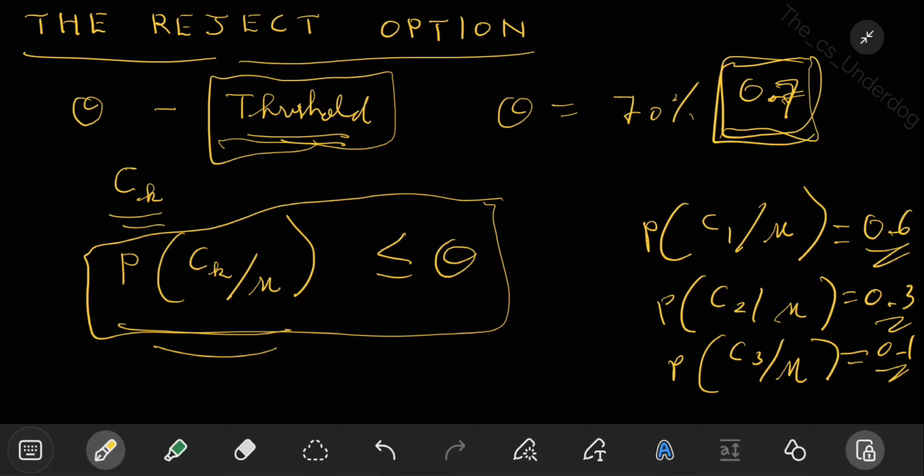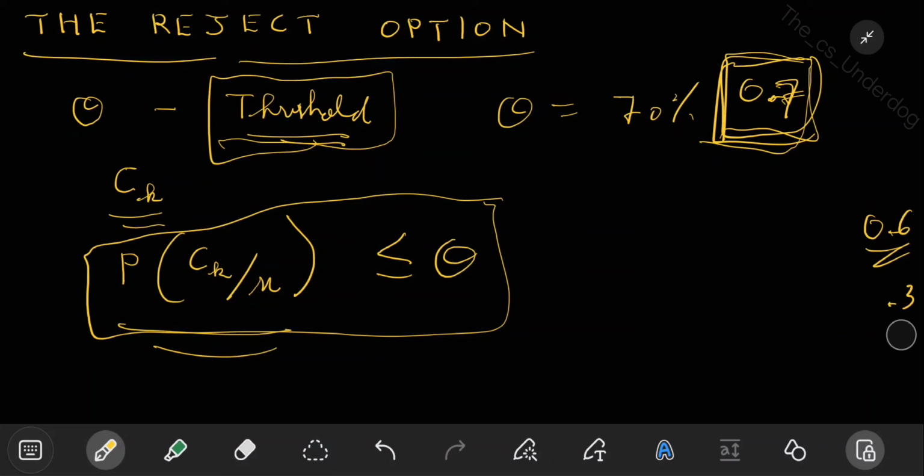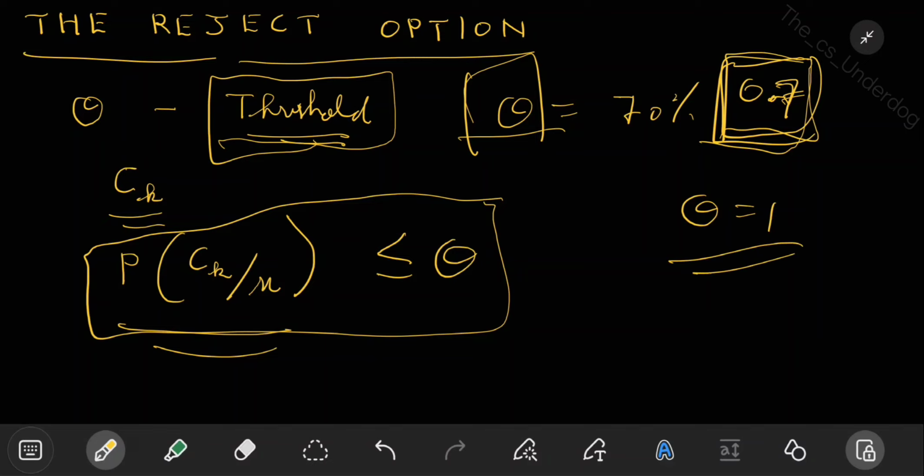That is, with more than 70% certainty, your model is not able to say that it belongs to C1, C2 or C3. In this case, what would you do? You would reject, saying that because the probability does not cross the threshold, I can't make a classification. So this is the reject option. To understand the reject option, the only thing you have to understand is the concept of a threshold theta, which if not crossed, you will mark it as reject. And what about the values of theta? If you put theta equal to 1, what will happen?